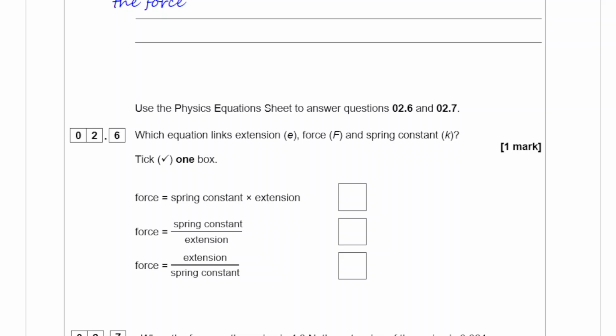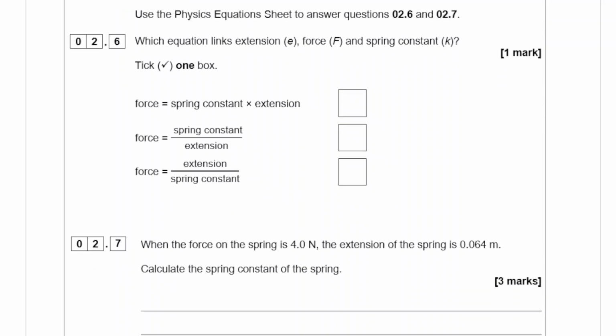Use the physics equations sheet to answer the question. Which equation links extension, force, and spring constant? So force equals extension multiplied by the spring constant. So the first one is correct.